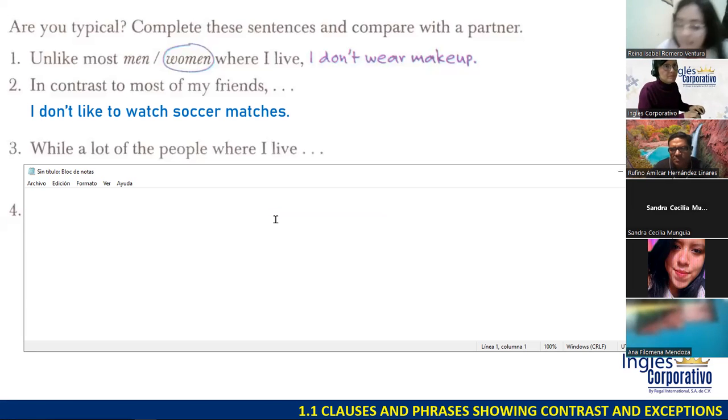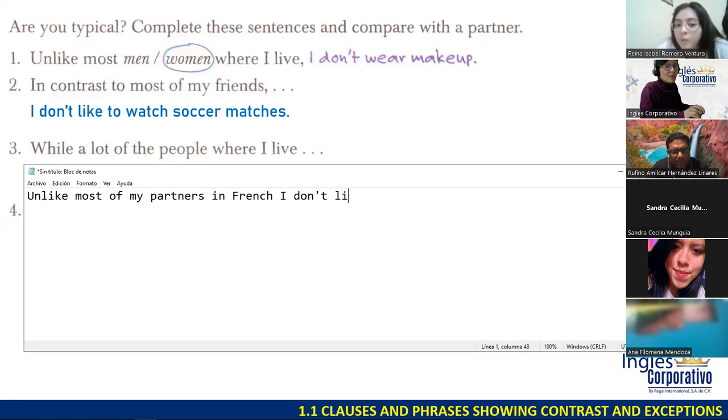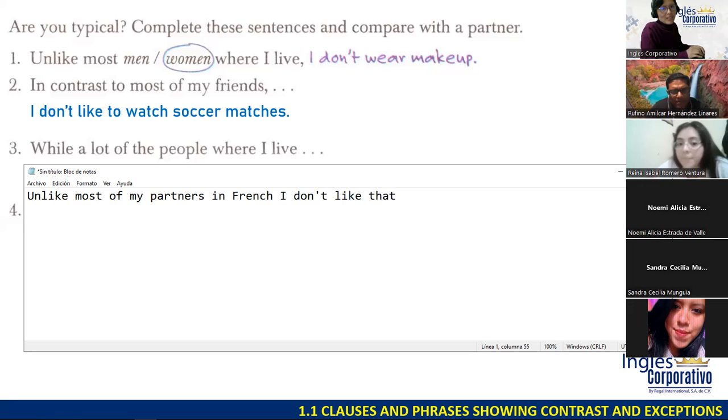I have this one. I'm like most of my partners in French, I don't like the language that much. Okay, wait. Unlike all of my partners in French, I don't like that language that much. Okay, I don't like it that much, right? I don't like it that much.